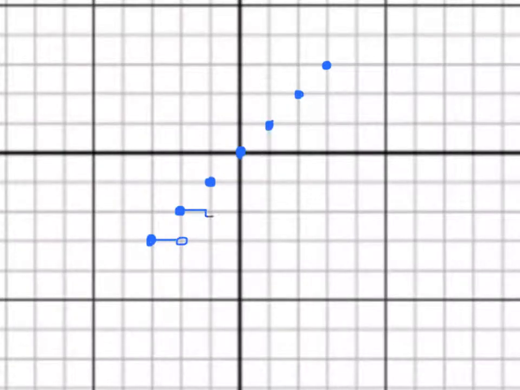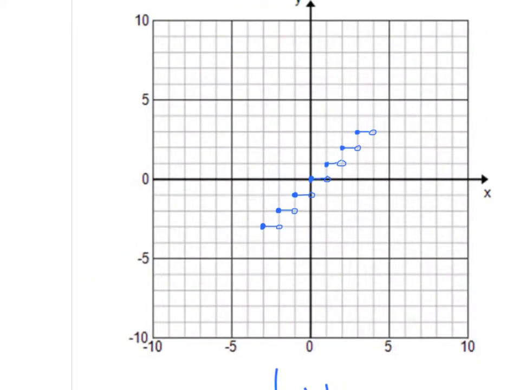Same thing here, any x value between -2 and -1 all has an output of -2. Between -1 and 0, all the outputs are -1. And once you get a few, you can see the pattern and just go. I'm not doing the neatest job here, but that's okay. And then that is your parent function for the greatest integer function.